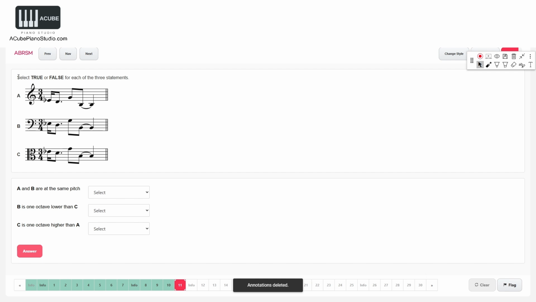Okay, next, let's take a look at this. Select true or false for each of the 3 statements. So what I need to do is I need to check whether it's true or false, and this is a pitch question. So usually I'll recommend my students to start off by looking at just the first note, or just choose any note. Do you want the first note or you want the last note? It doesn't matter. So I want to use the first note, okay?